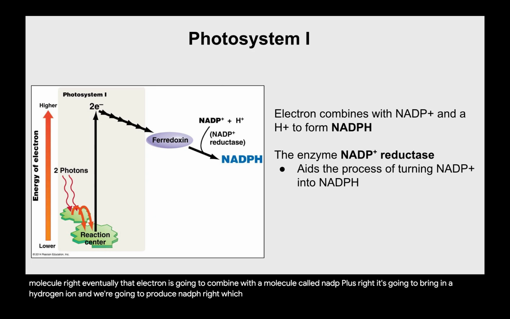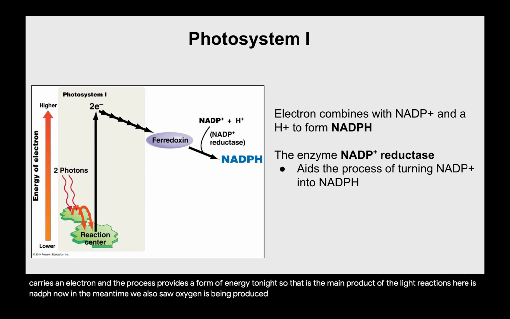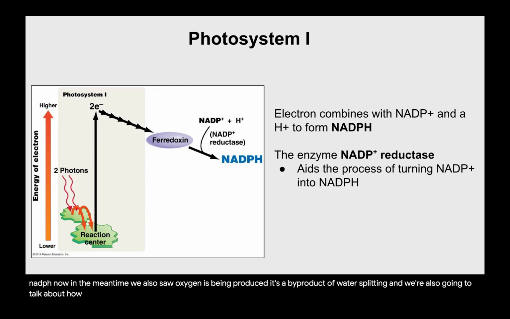Which we talked about in the beginning. It's this molecule that carries an electron, and the process provides a form of energy. So that is the main product of the light reactions here: NADPH. Now, in the meantime, we also saw oxygen is being produced. It's a byproduct of water splitting. And we're also going to talk about how ATP is also being produced.